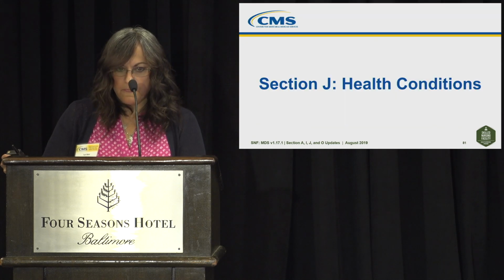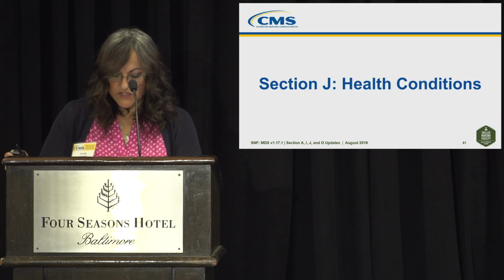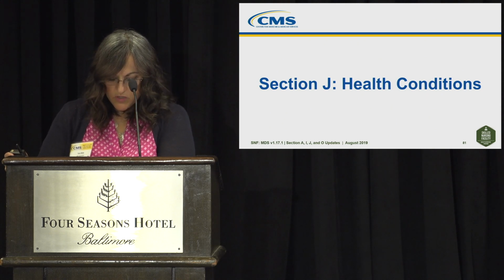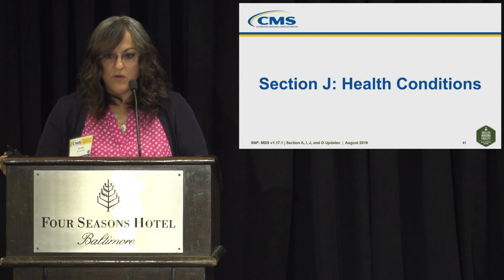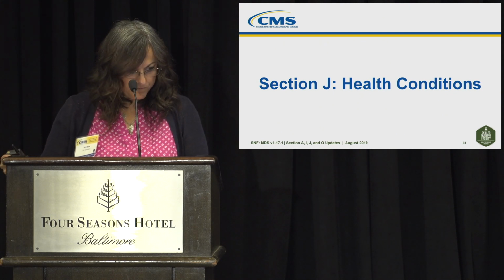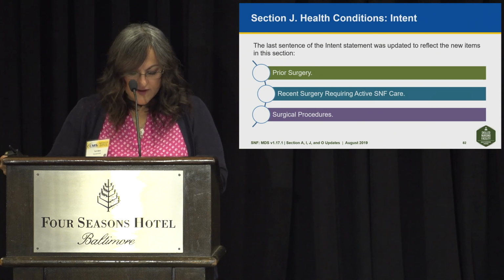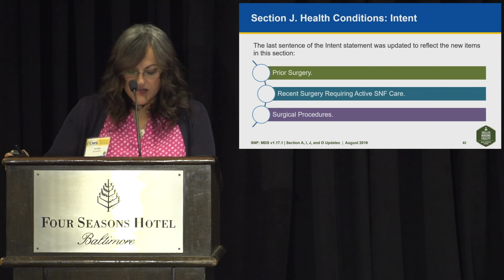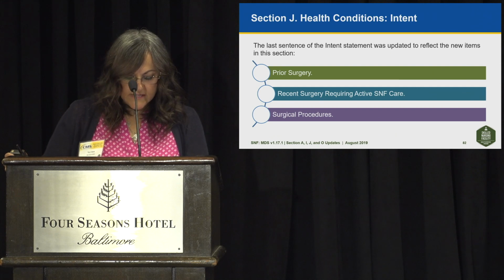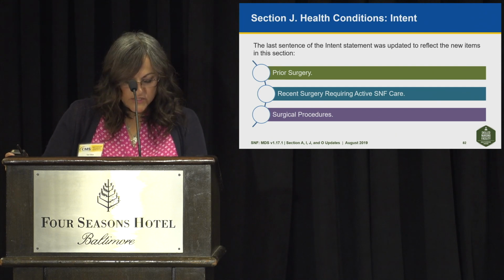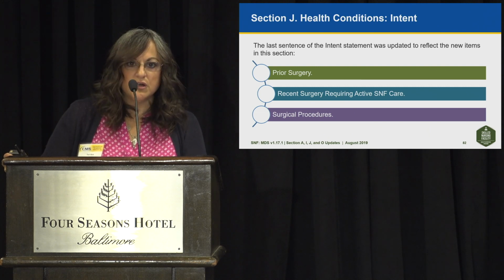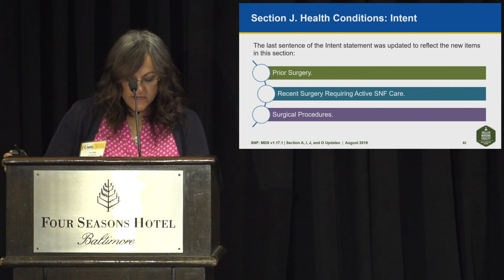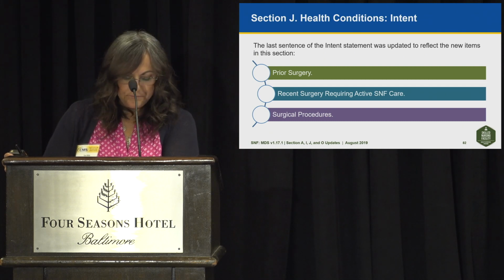Okay, we're on to section J. There were a couple of small changes in items J1800 and J1900, and we have two new items in this section to look at as well. Under the intent statement, section J was updated to reflect those new items. The intent statement now reads that the items in this section assess dyspnea, tobacco use, prognosis, problem conditions, falls, prior surgery, and surgery requiring active SNF care and surgical procedures.